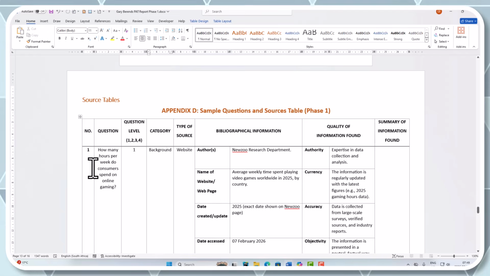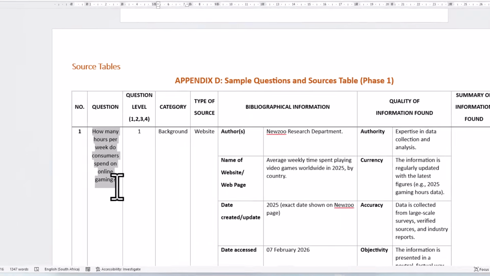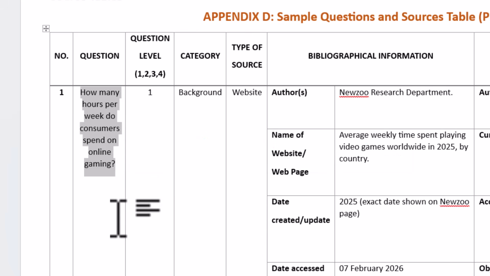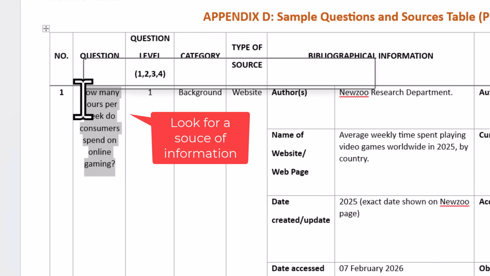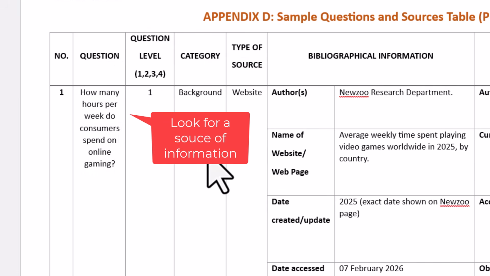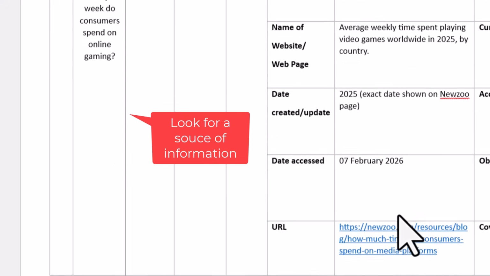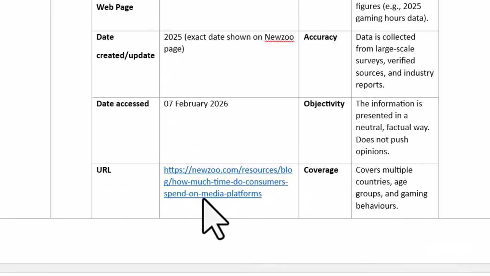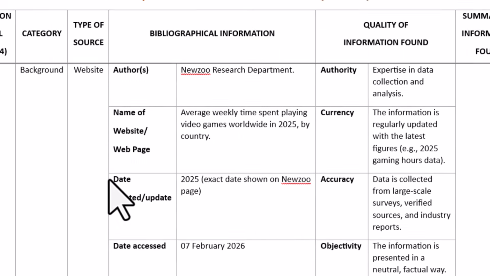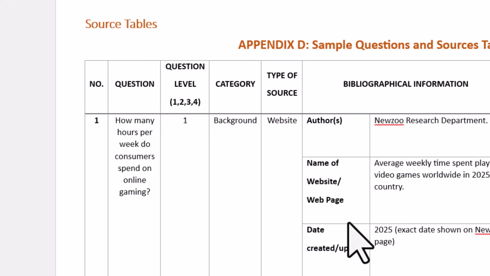All right, so question number one. My first question was, how many hours per week do customers spend on online gaming? I needed to find source information for this. Doing a couple of website searches, I managed to find this website for myself. You can see how I've pasted the URL in here. So just going through this table and explaining how you should do it.